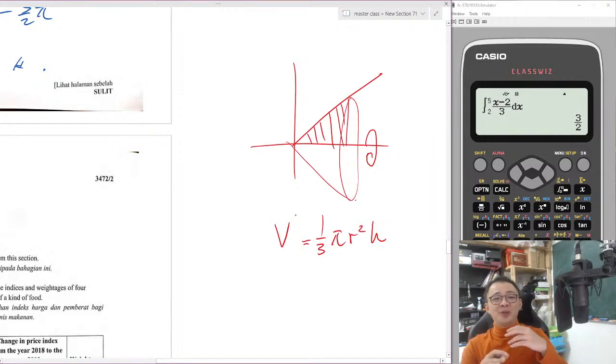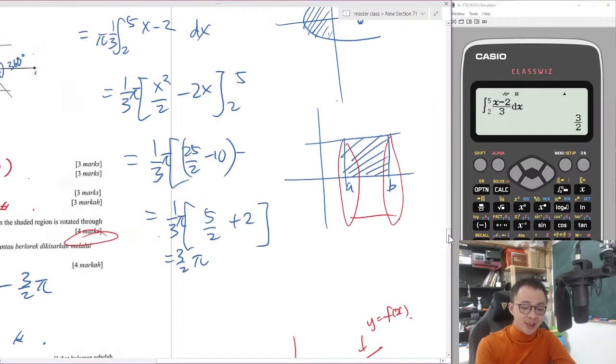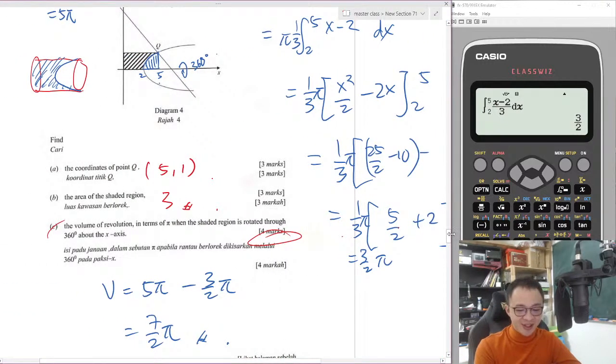Okay, if you don't want to remember about cylinder or cone, what you can do is you can still integrate this equation of straight line, y equals f(x). Same idea, you can integrate this straight line equation using back the same pi y square dx formula, then you will eventually get the correct answer as well. So no need to remember about cylinder or cone, but sometimes I'm just so lazy to do integration, so I will just use a cylinder. Actually, it's slightly faster. Yeah, we finished about section B.